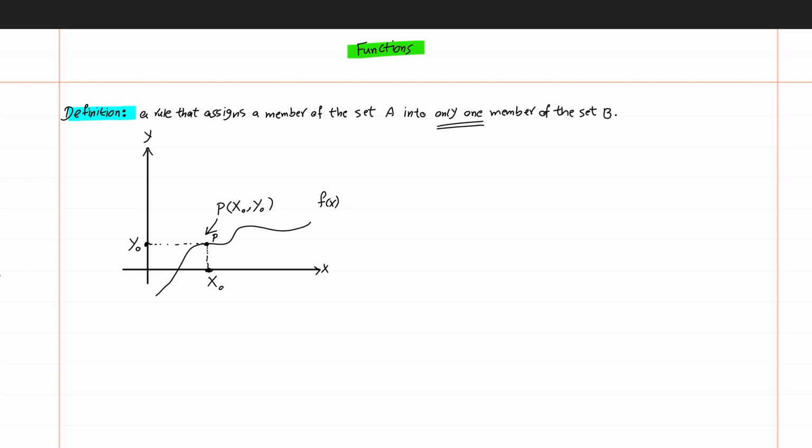In the definition of the function, it's stated that only one member has to be assigned to each member of the input set. So something like this is not a function. Why? Because for the input x1, there's going to be the output y1 and the output y2. So this here is not a function. And how do we check for functions? You basically draw a vertical line. If this line hits your curve in two different points, like so, then this here is not a function.